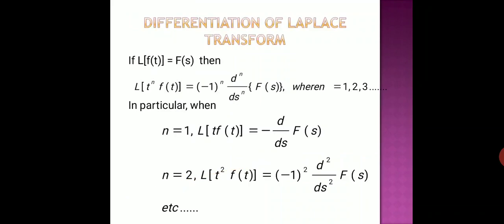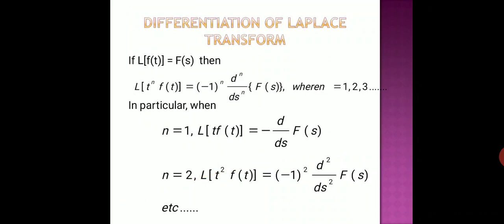Okay, and the next is differentiation of Laplace transformation. If L of f of t is equal to F of s, then L of t power n f of t is equal to minus 1 the whole power n d power n divided by ds power n of capital F of s, where n is equal to 1, 2, 3, etc. In the particular case when n is equal to 1, we substitute n equal to 1 in the general formula: L of t into f of t is equal to minus d by ds of capital F of s. Already we know that. What is capital F of s?